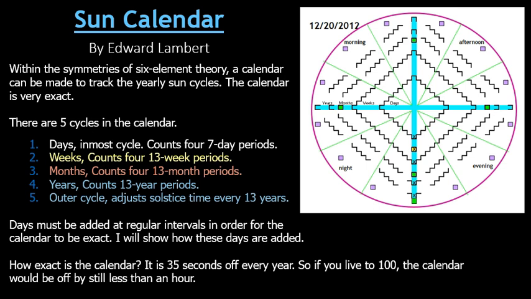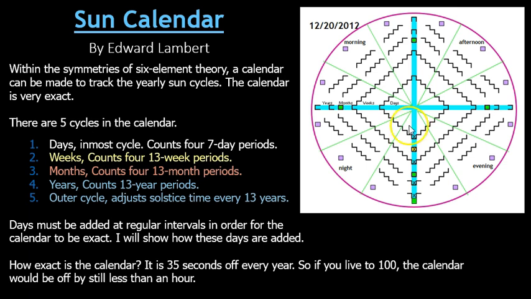Within the symmetries of six-element theory, a calendar can be made to track the yearly sun cycles. And the calendar is very exact. In the calendar there are 5 cycles. First you have this inner cycle, which is the days. You can see the days here. The cycle goes around and it counts 4 7-day periods. 1, 2, 3, 4, 5, 6, and then a 7th day. So it covers 4 of these 7-day periods going around the cycle.